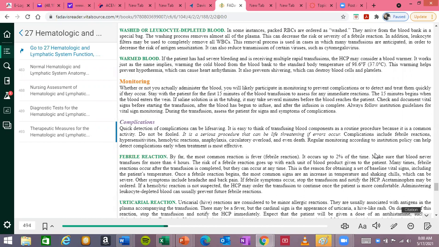And once the transfusion is over, you need to get another set of vitals. So you need to get 3 sets of vitals on a patient who's receiving a transfusion. They need to have pre-vitals, and they need to have vitals 15 minutes following the start of the transfusion. We're looking at those vitals to see if your temperature is all of a sudden increasing really high, or your heart rate went up extremely high, that type of thing. We need to look at their vitals.